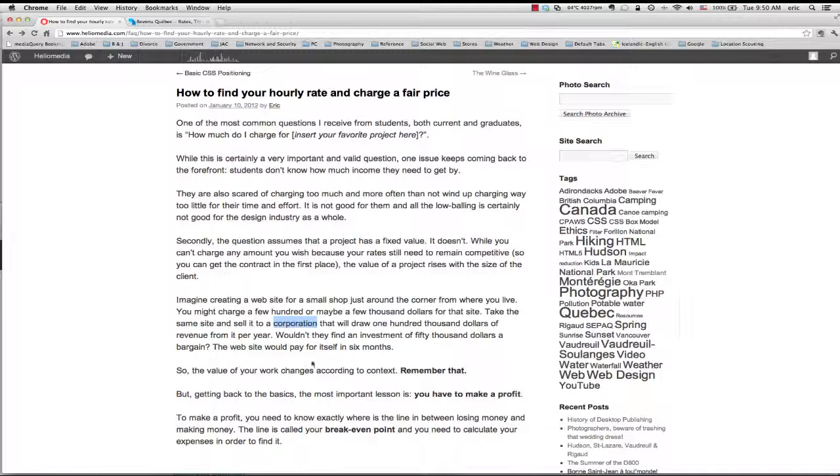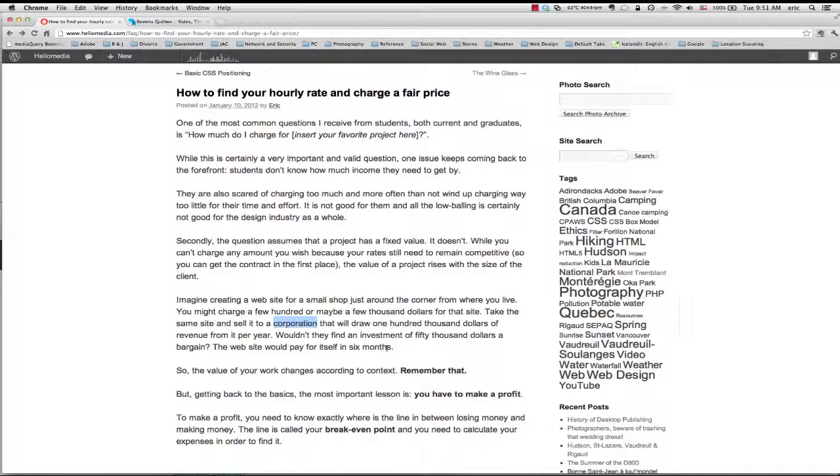So the value of your work changes according to the context. It's not like, okay, a business card is worth this much and a poster is worth that much and a website is worth this much. So that's the first thing. There is no universal rule. So if there's no universal rule, the rule of thumb is get to know yourself, get to know how much money you need to break even, and then calculate your rates from there.